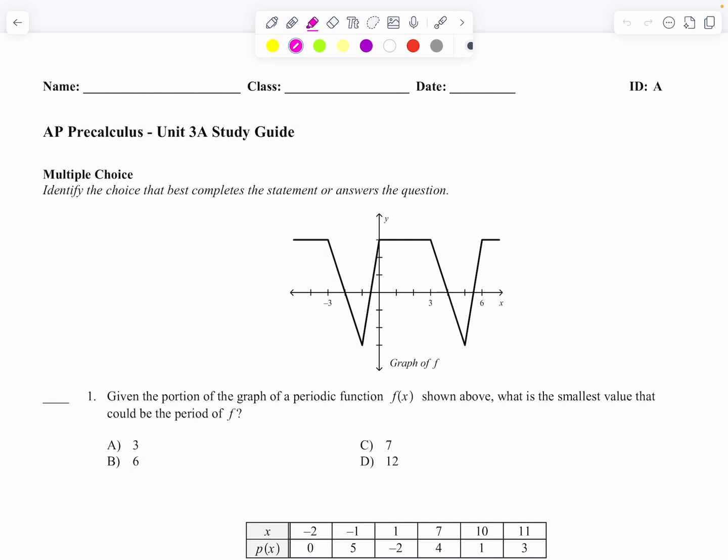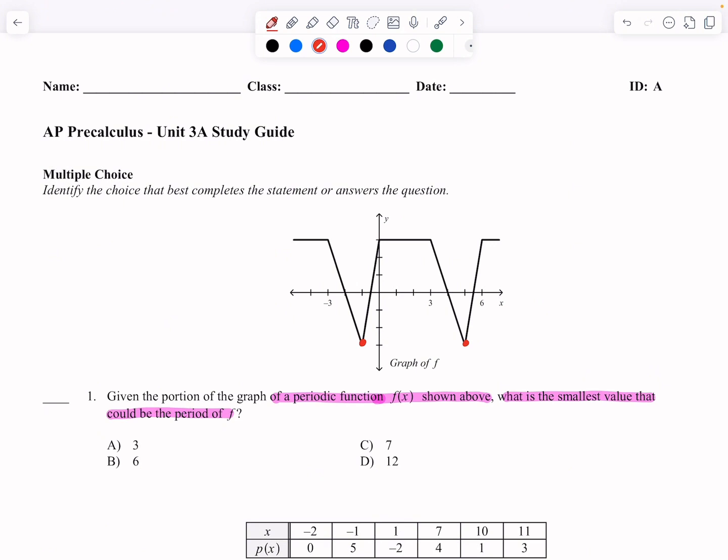So the first question, we have that graph, and if you read that question carefully, it says, given the portion of this graph of a periodic function f of x shown above, what is the smallest value that the period could have? In this case, I know that I have to look for a pattern. To easily do this, I would advise that you look at this point right here, and the other point right here too, which is the minimum point.